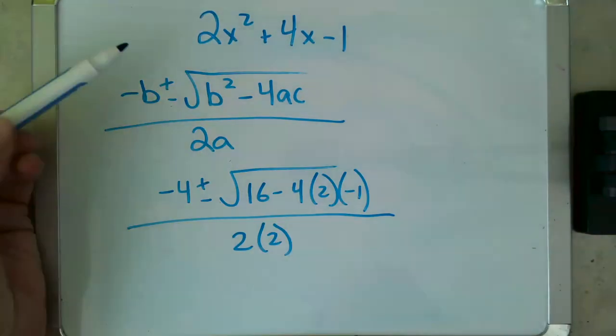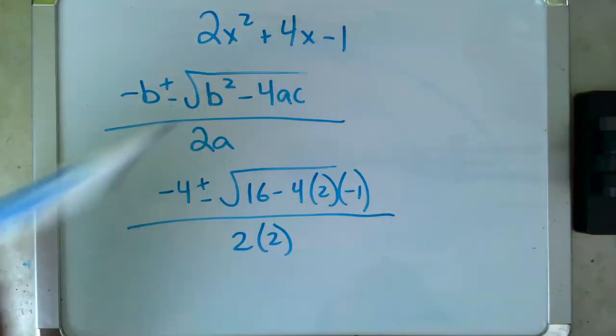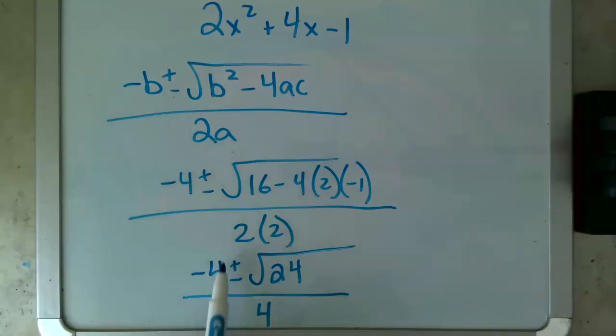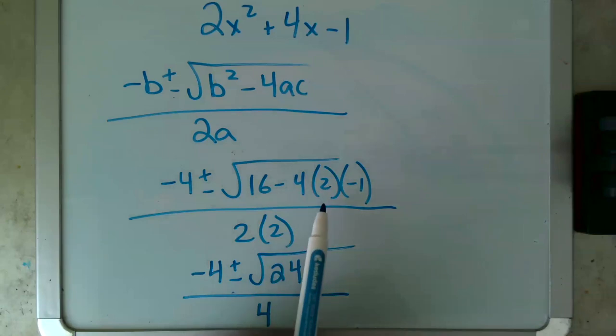So that's plugging in 2 for a, 4 for b, negative 1 for c. I start to resolve all of this. Negative 4 plus or minus square root of 24 over 4. And I got my 24 by 4 times 2 times negative 1 is negative 8. Minus 8 is plus 8. Okay, now I keep going.